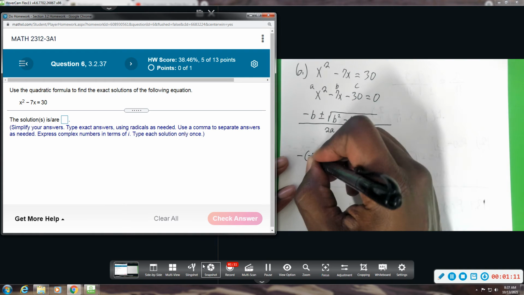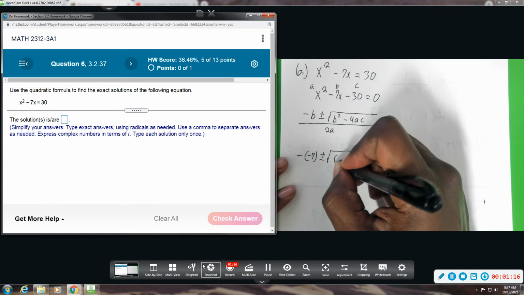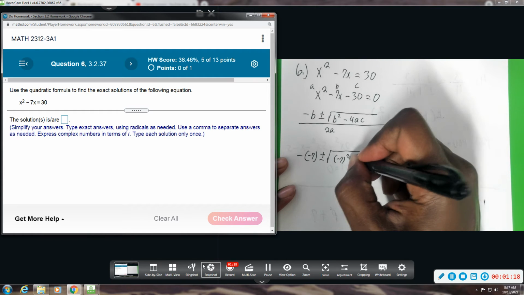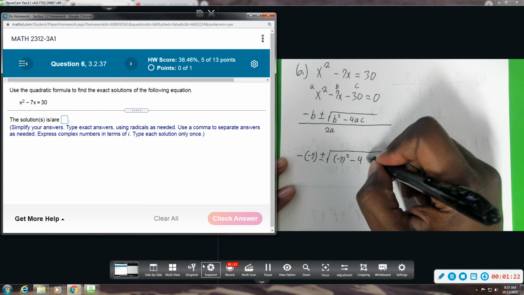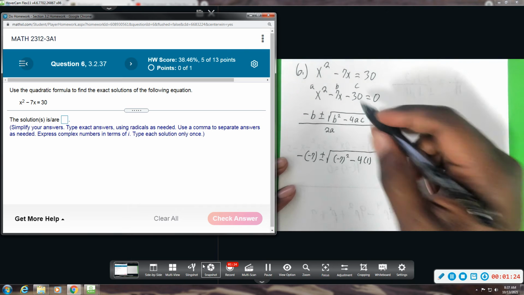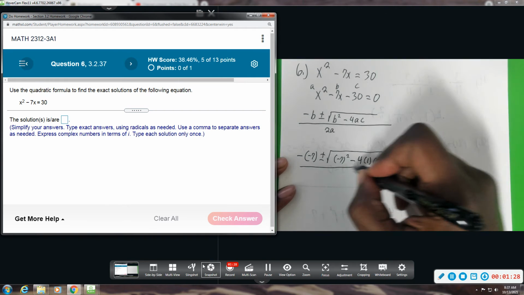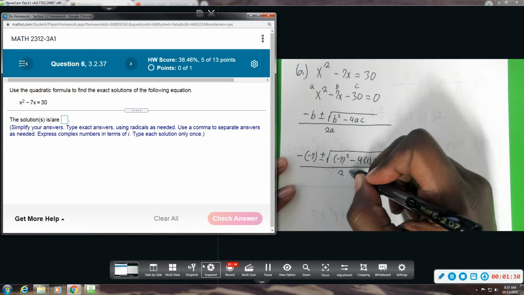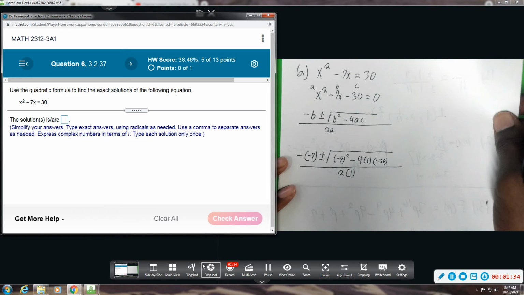So it's going to end up being a positive 7, plus or minus the square root of negative 7 squared minus 4 times a, the leading coefficient, which is a 1, times c, which is a negative 30. All of this divided by 2 times a, and a is 1. Okay, so this is the setup for the quadratic formula.